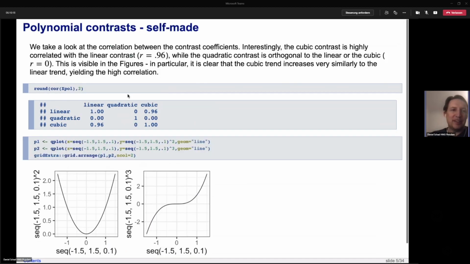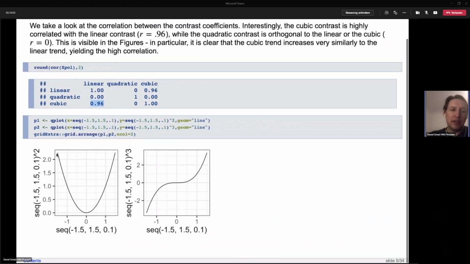Okay, I will show where it comes from. What we can do is compute the correlation matrix from this contrast matrix, and what we find is that the linear effect and the cubic effect are highly correlated at 0.96. The quadratic effect is not correlated with the linear and not correlated with the cubic. But the linear and cubic effects are highly correlated.